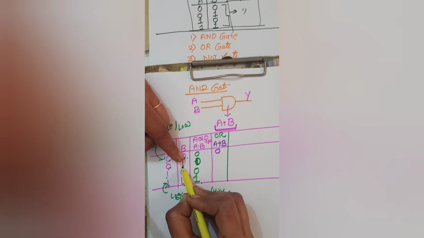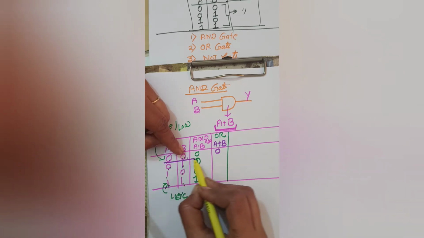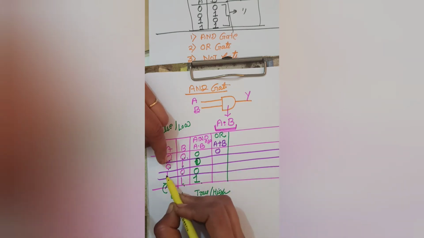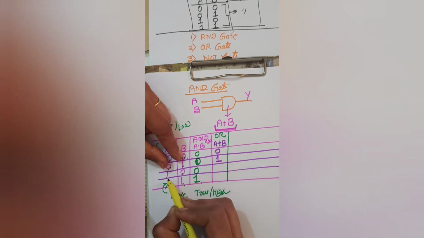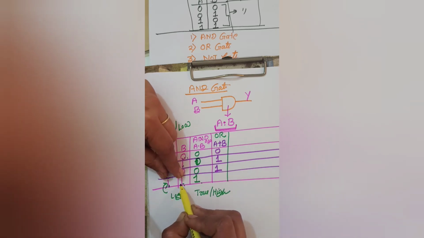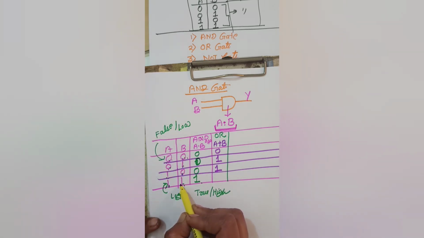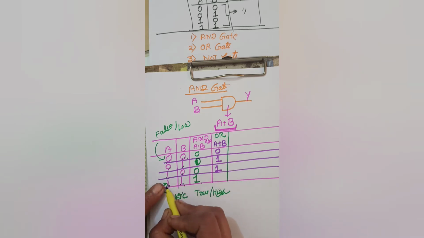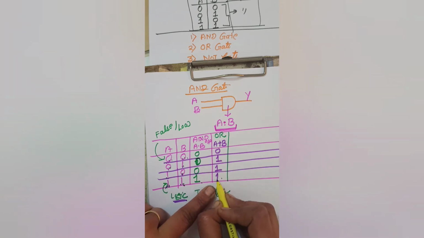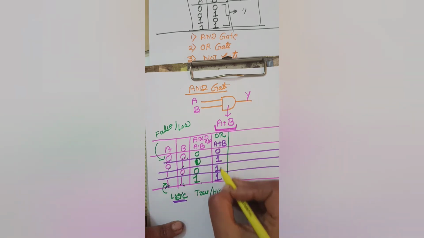Low plus high will give me a high. 1 plus 0 will give me a 1, and 1 plus 1, there is nothing like 2. Binary says only 0 and 1. So again remember that this is a logic. True plus true, the output will be true. So the concerned output of the OR gate is 0 1 1.